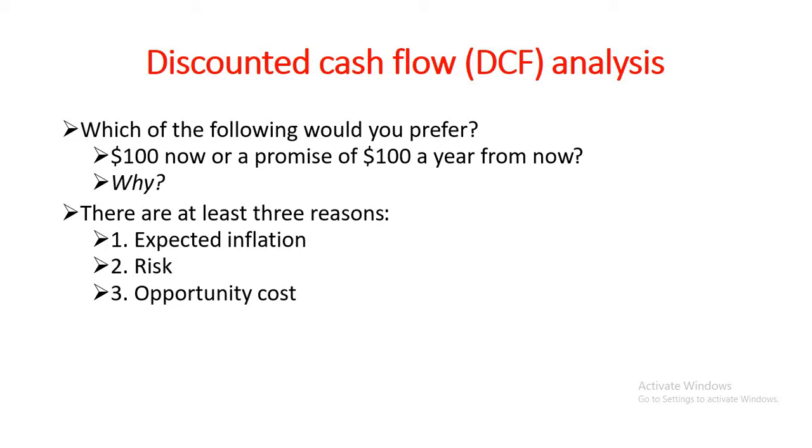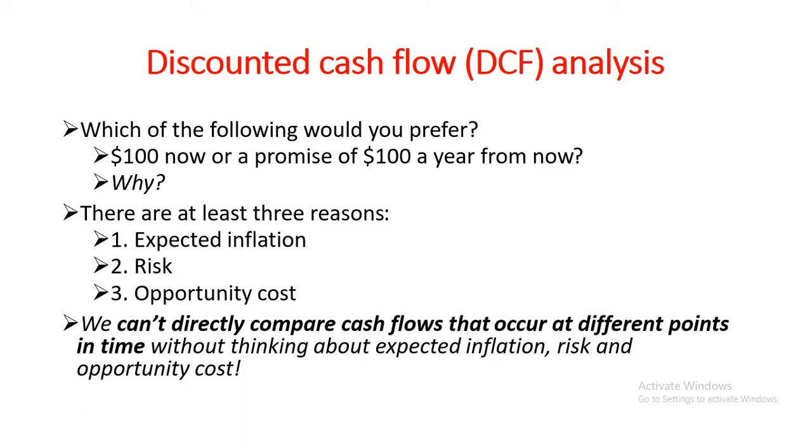But if there is a promise of $100 a year from now, this is always risky because the future is uncertain and we do not know what will happen in our future. And finally, opportunity cost. If you receive $100 today, you will get the opportunity to invest and grow your money. But $100 a year from now will lose the opportunity to invest over the one year time.